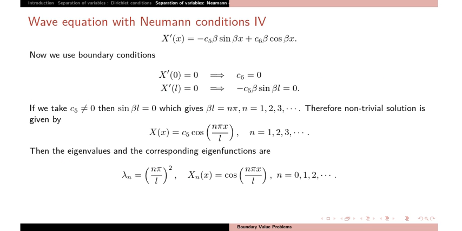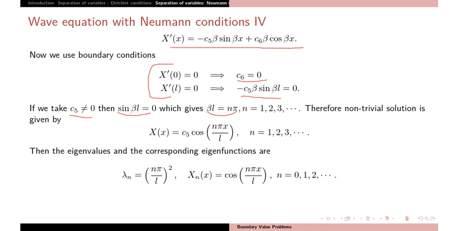Differentiate it with respect to x. So cos beta x gives minus beta sine beta x, and sine beta x gives beta cos beta x. Now use the boundary condition: at x equal to 0, you get c6 equal to 0. When x equals L, you get minus c5 beta sine beta L equal to 0. Since c5 and beta are non-zero for a non-trivial solution, sine beta L is 0, so beta L is n pi, so beta is n pi by L. Same as with the Dirichlet condition, beta equals n pi by L.